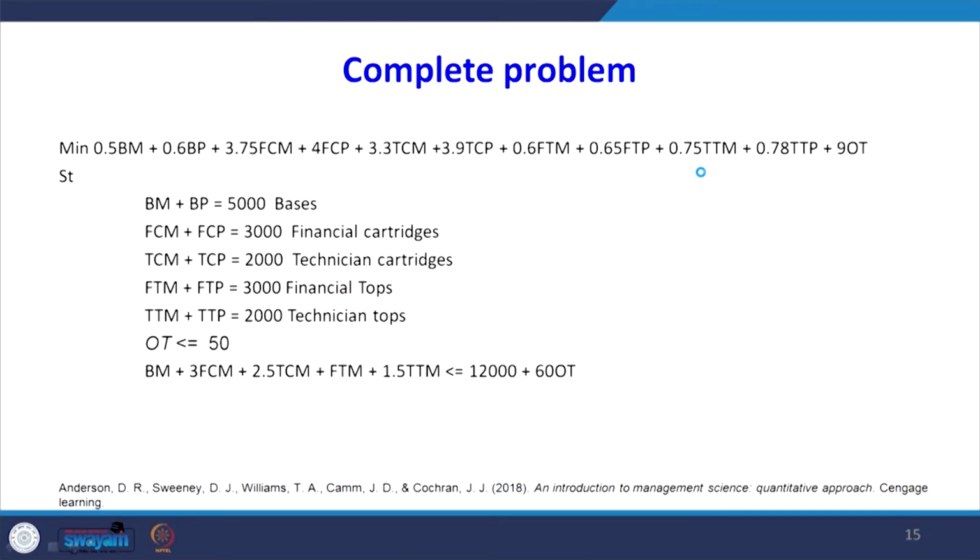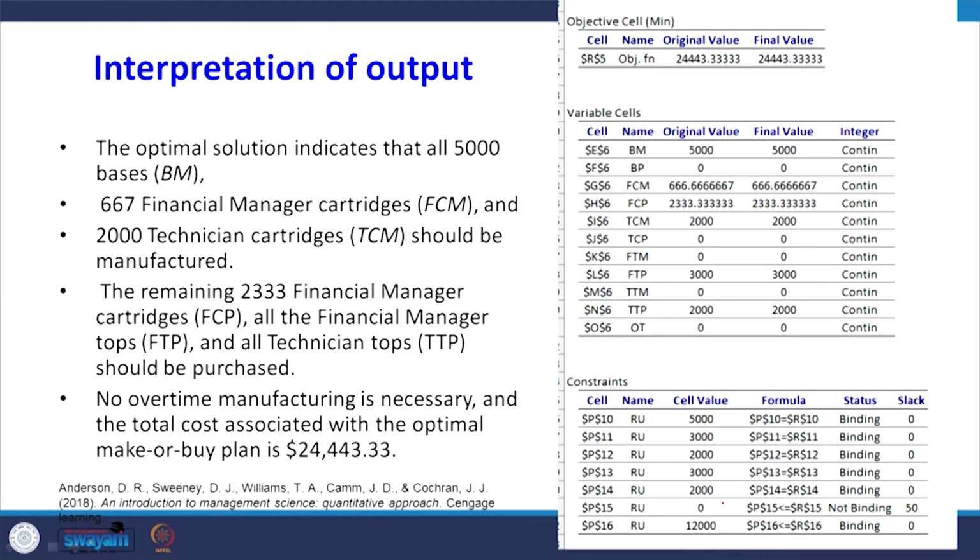Now, this is our complete problem. What is the complete problem? We have to minimize the objective function. The objective function takes care of manufacturing cost, purchasing cost, and manufacturing time and overtime. This constraint is for demand, this constraint is for our OT, and this constraint is for total available manufacturing time including overtime. So, when I solve this, this is the output which I got.